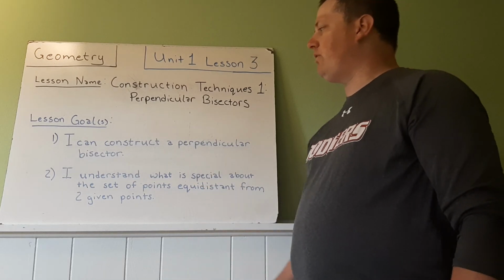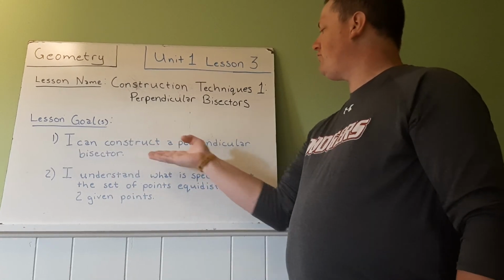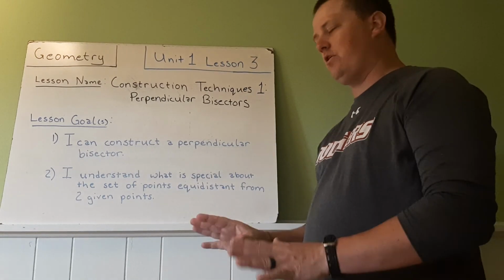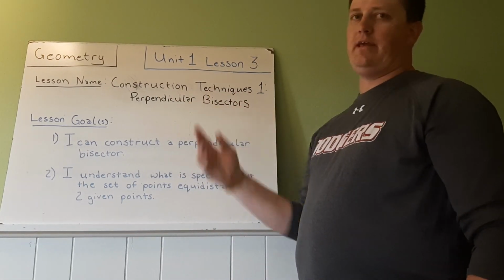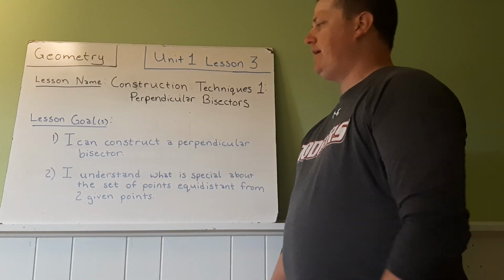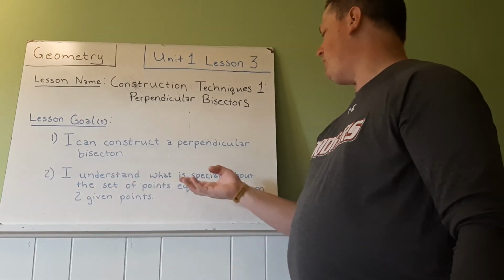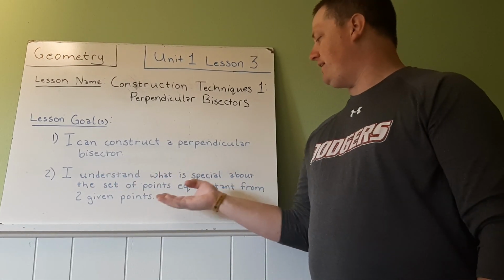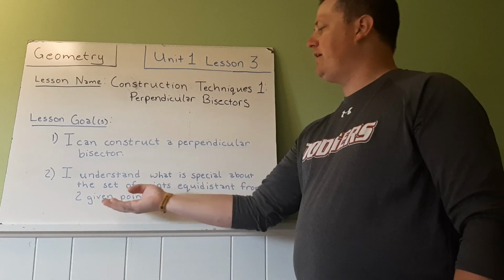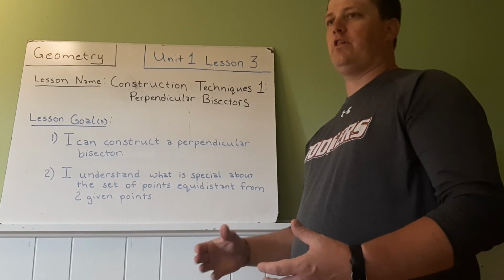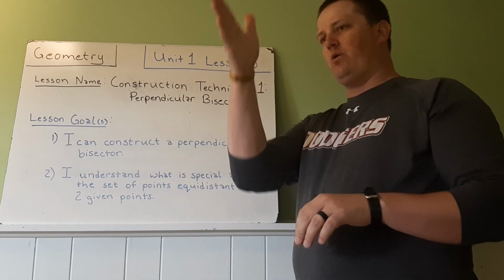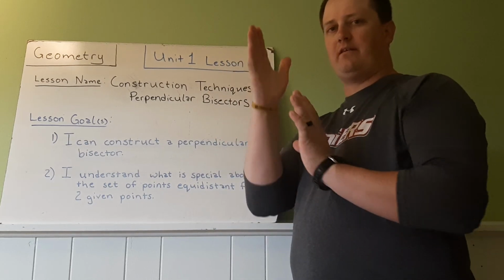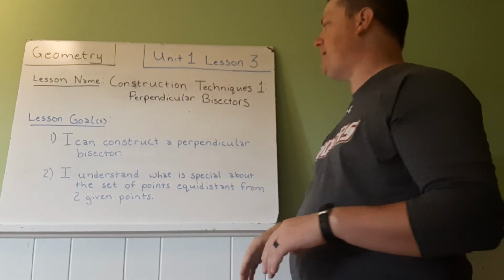So our lesson goals are, I can construct a perpendicular bisector. So the ultimate goal, can you make one of these for a segment? Number 2, I understand what is special about the set of points equidistant from two given points. So you're looking at, I have 2 points. What do I notice about all the points that are the same distance from those points?